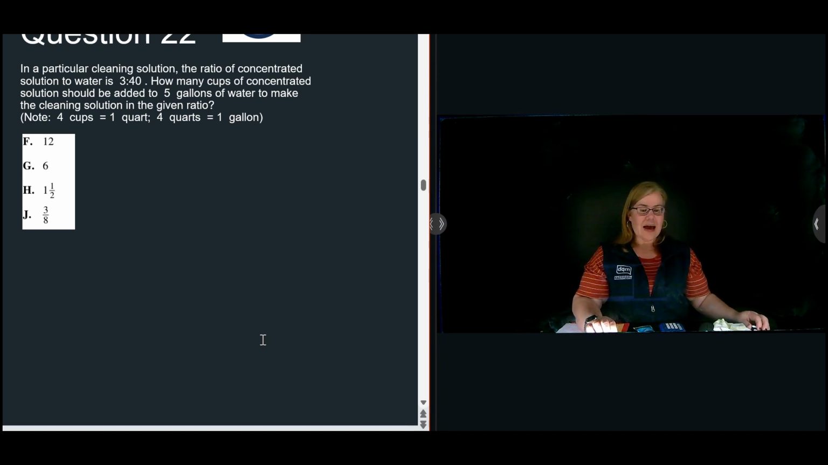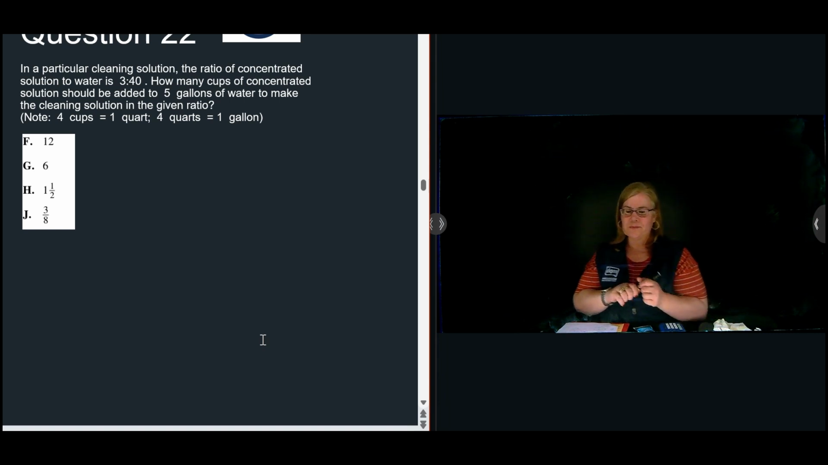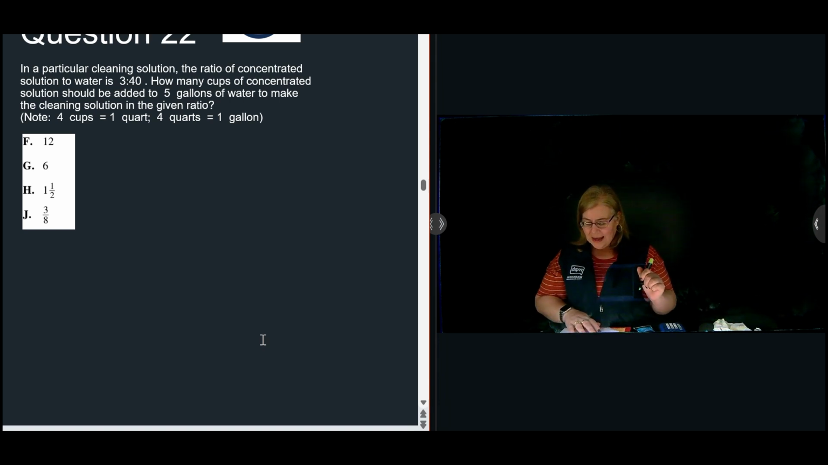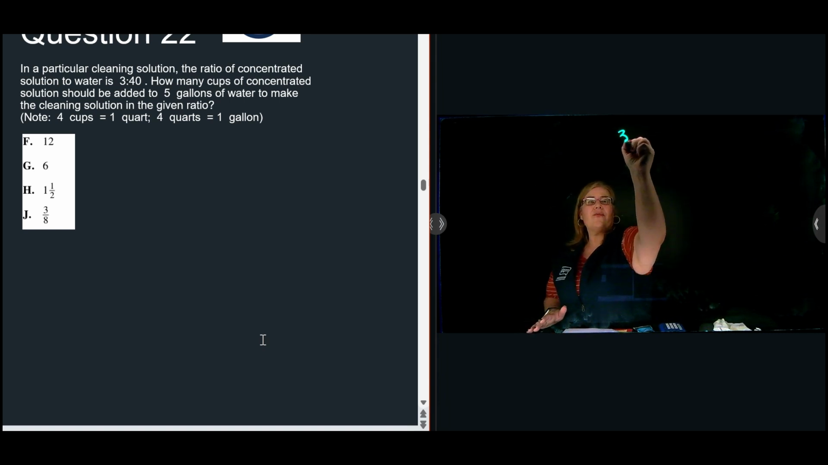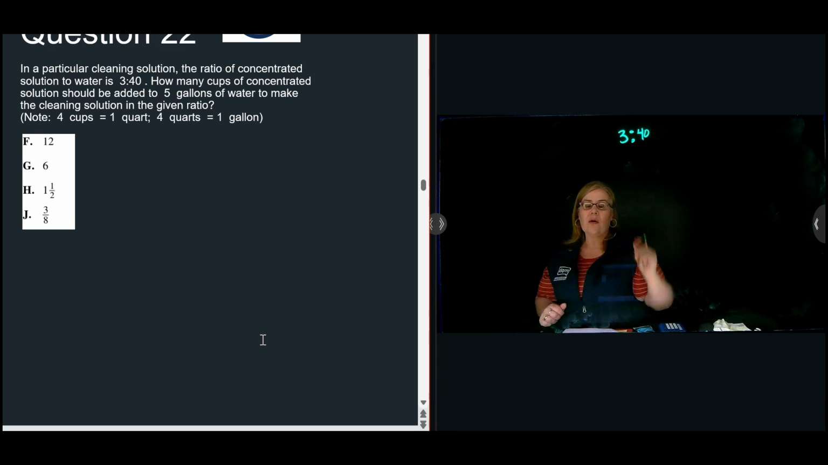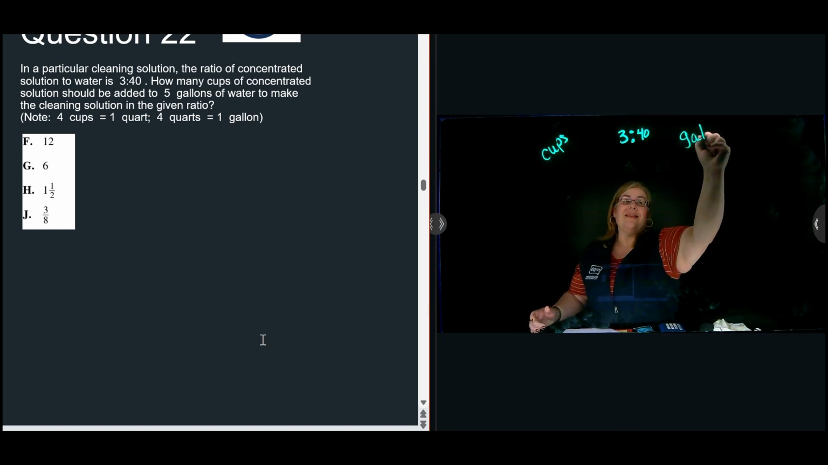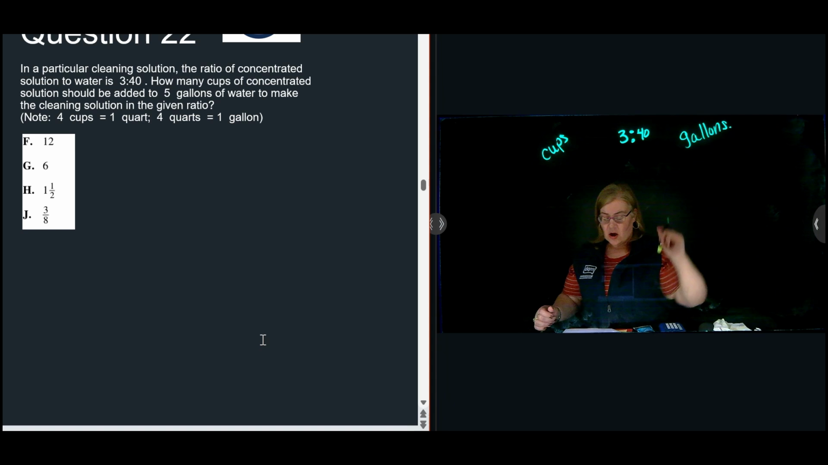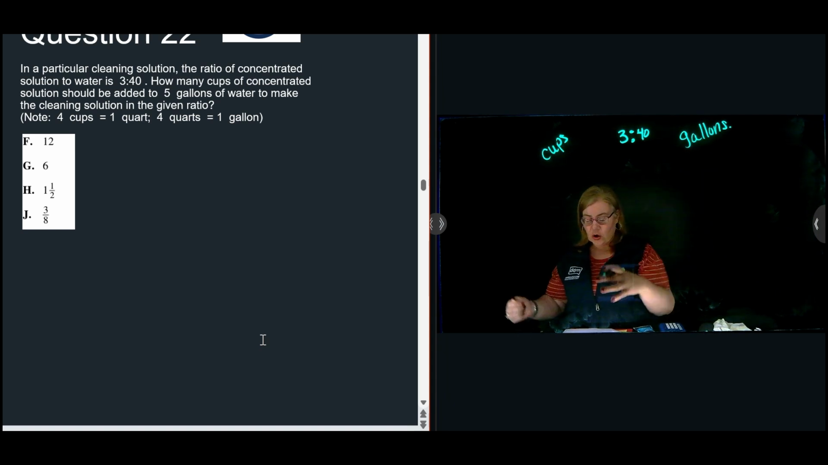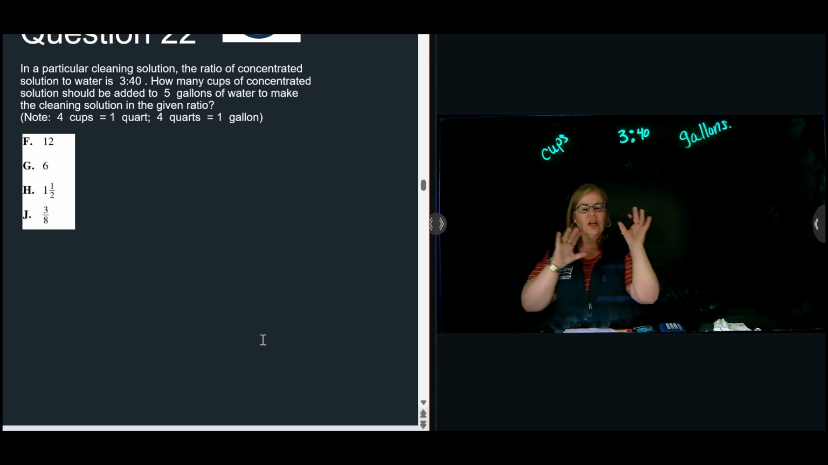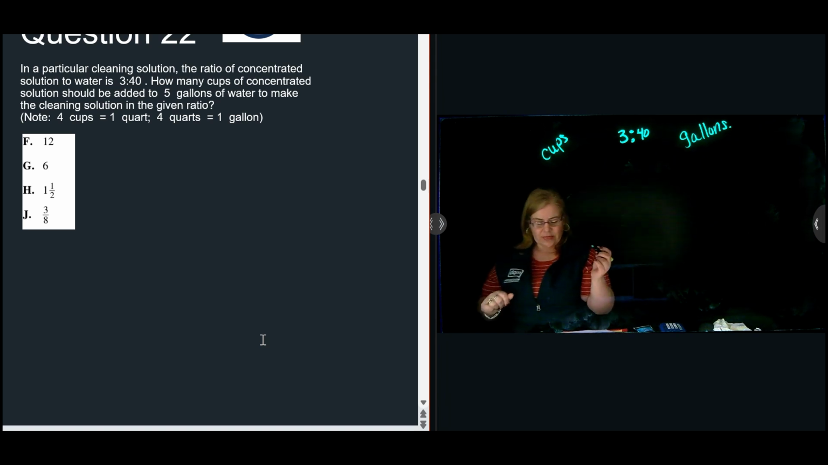So I'm going to dim the lights a little bit so we can see the board. So I know that I have a 3 to 40 ratio. And I know I'm looking at cups and I'm looking at gallons. All right, so the next thing I need to do, I need to change my gallons to cups. So let's just use what we've got and work our way through it.